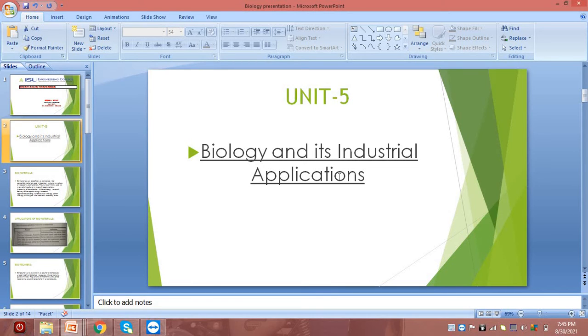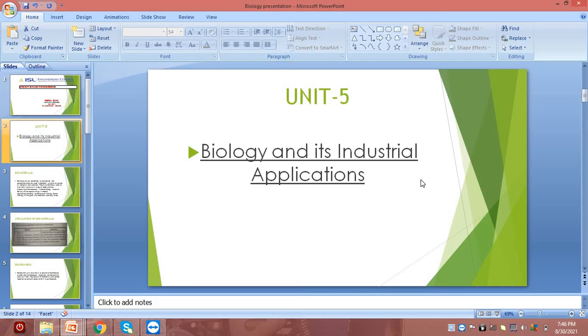In this unit, we'll deal with the different techniques used in biology for the development of industrial products, the more recent techniques which have been developed related to biology at the industrial level, for the development of industrial products like the production of pharmaceutical drugs, chemicals, different high value chemicals.